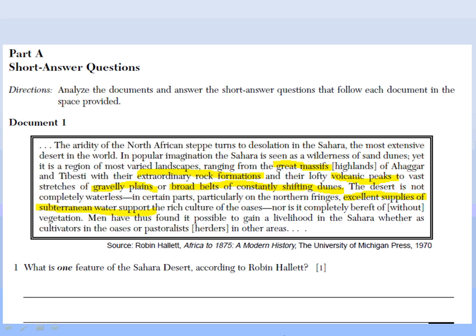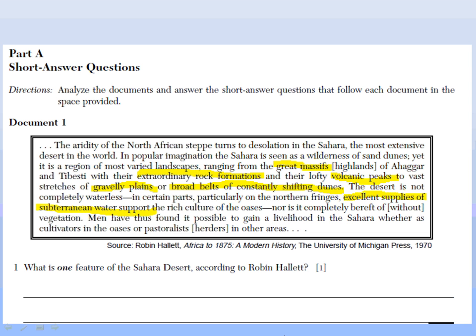Just something to be careful about. If you had not read the document and you looked at the question and said, what is one feature of the Sahara, and you wrote that there is no water, you would be wrong. If you wrote that it is entirely sand, you would be wrong. And that is because the point of this document is to show you that there is a variety of different types of geographic features and factors that exist in the desert, even though it is a dry desert for the most part.